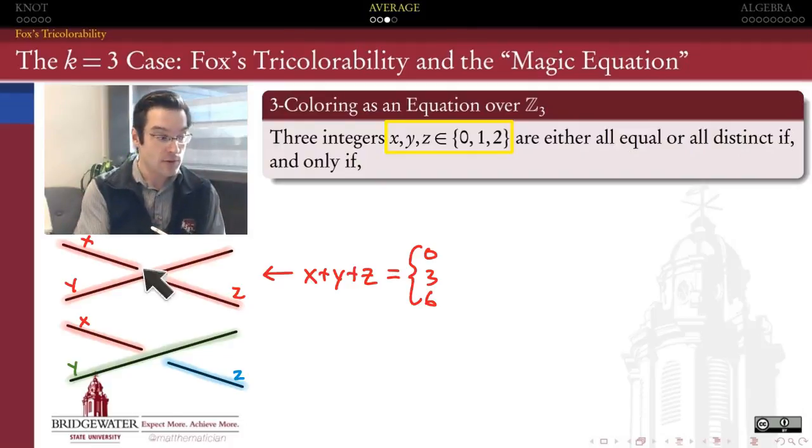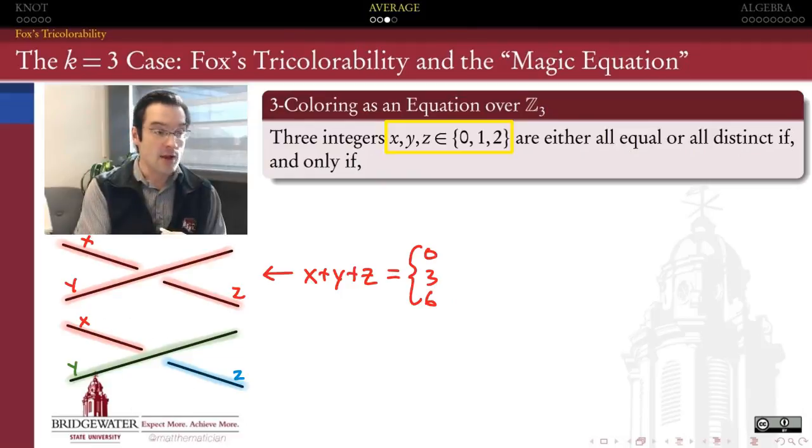Let's think about the two cases in which a knot coloration is valid at a given crossing. In the first case, where all three of my colors are the same, if I think of my three colors as being 0, 1, or 2, because I only have three crayons in my crayon box, if I think of X, Y, and Z as belonging to the set {0, 1, 2}, if all three of them are the same, and I choose to add X, Y, and Z together, then that sum is going to be 0 if all three of them were 0, 3 if all three of them were 1, and 6 if all three of them were 2. So in the case where all three colors are the same, the sum of the three colors is going to be either 0, 3, or 6.